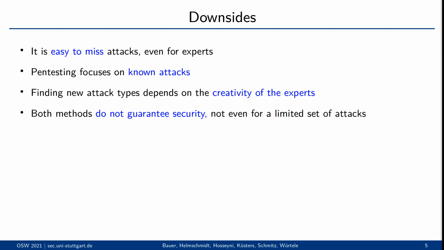So one obvious downside is that it is easy to miss attacks, even for experts. And also these methods typically focus on attacks that are already known. So it's really hard to find new attacks. And finding new kinds of attacks would depend on the creativity of the analyst. And also, none of these methods guarantees security, not even for a limited set of attacks. So the question is, can we find a more systematic way to find vulnerabilities and attacks?